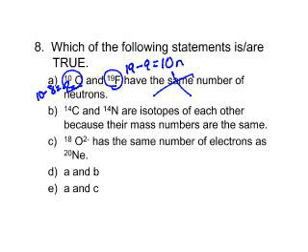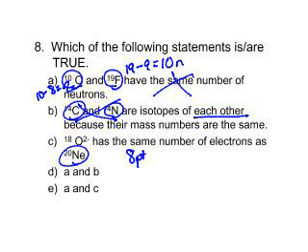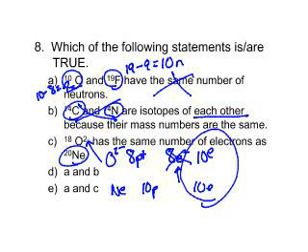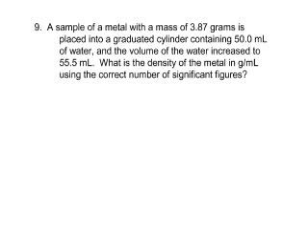Carbon 14 and nitrogen 14 are isotopes of each other. That's not correct, because to be an isotope of each other, it would have to be the same element. Oxygen 18, 2 minus, has the same number of electrons as neon. All right, so electrons, remember, oxygen has 8 protons, and it normally has 8 electrons if it is a pure element. But when it has a charge of 2 minus, it'll have 10 electrons. So that's the O2 minus. And then the neon has 10 protons and 10 electrons. So they do have the same number of electrons. So C is the correct answer.